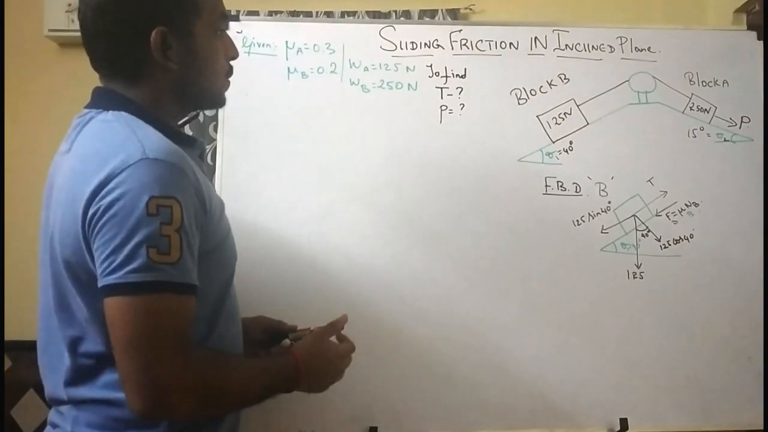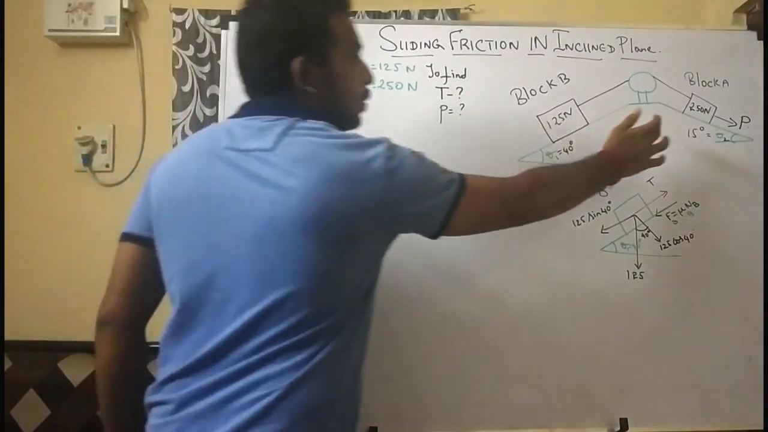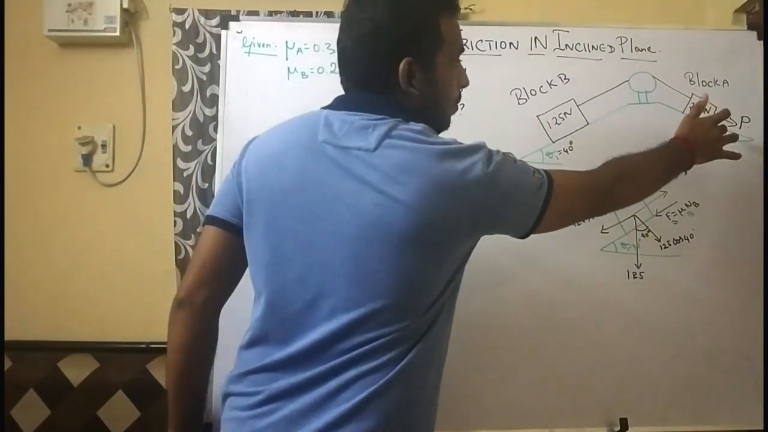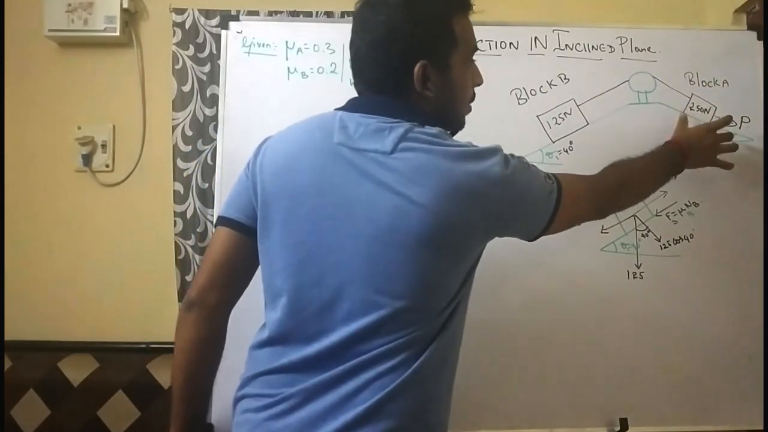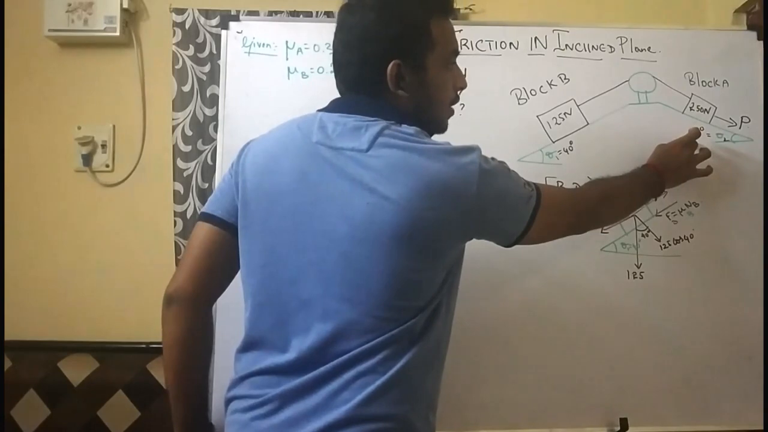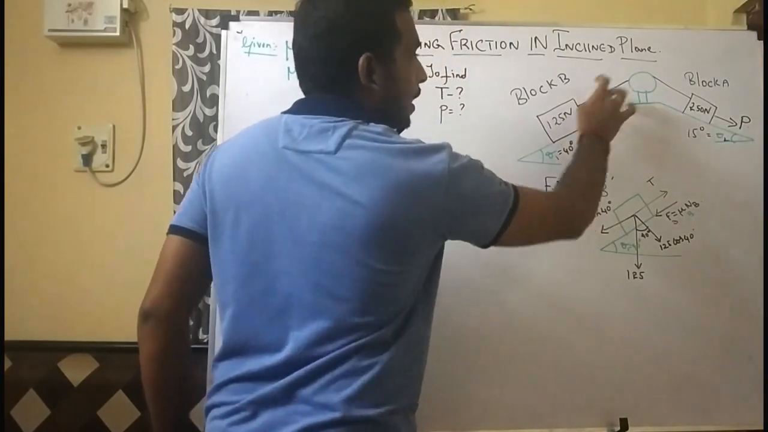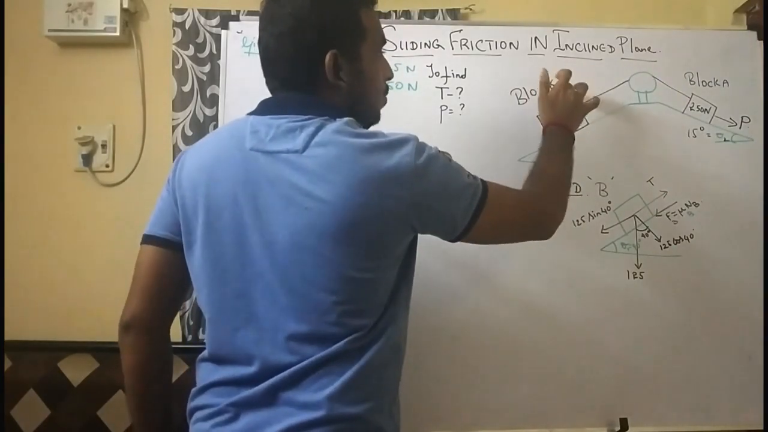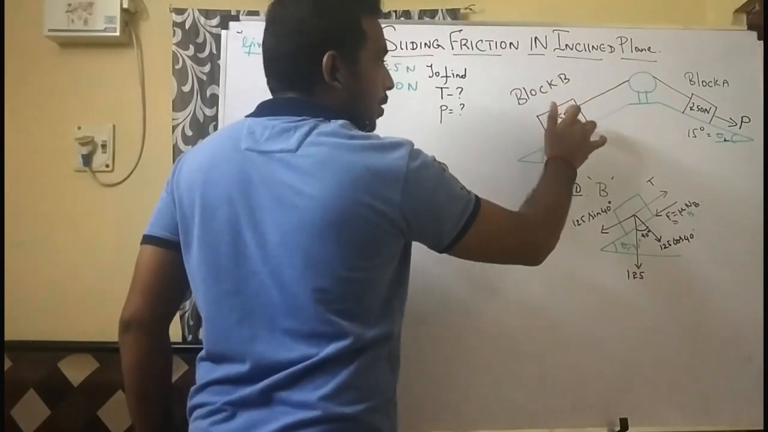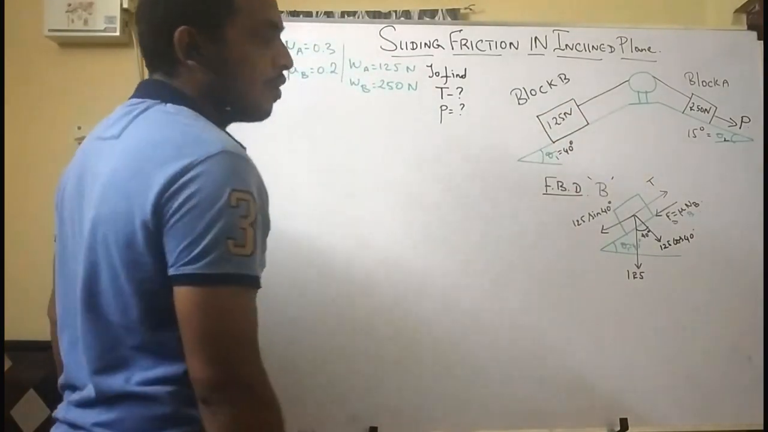The problem asks us to determine the tension and the pulling effort required to move the block along this inclined plane. This is the setup I have given. There is a block A kept at an inclination of theta 2 equal to 15 degrees, weighing 250 Newton. Block A and block B are connected with a cable where the tension acts. Block B has a weight of 125 Newton and is inclined at an angle of theta 1 equal to 40 degrees.